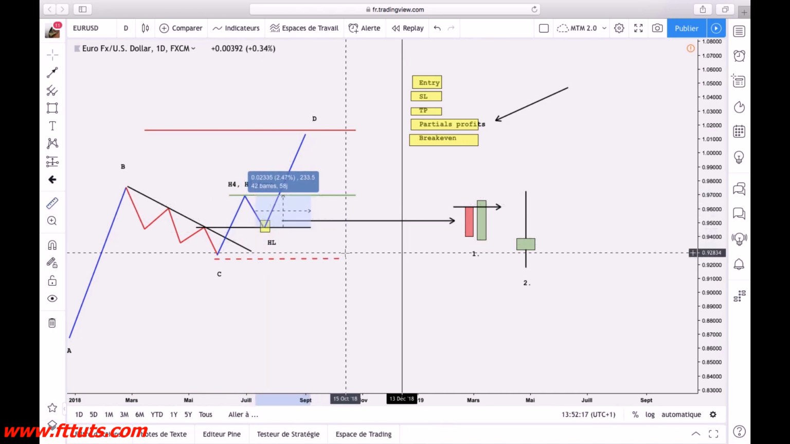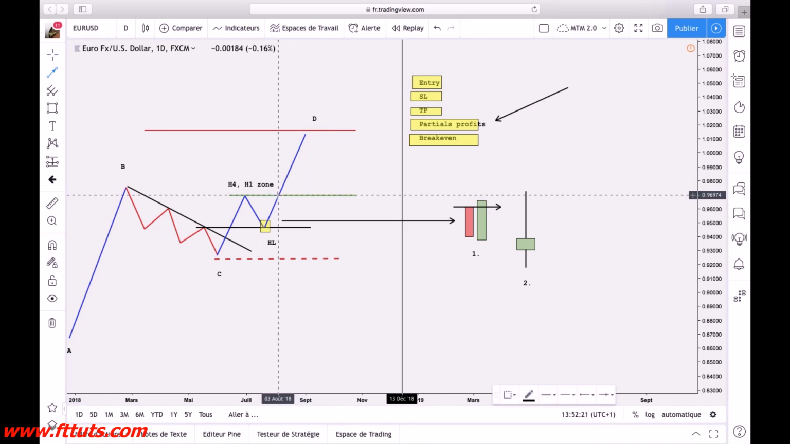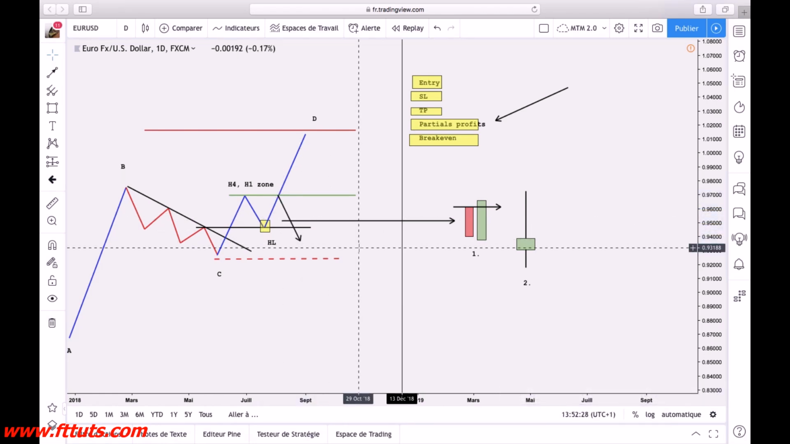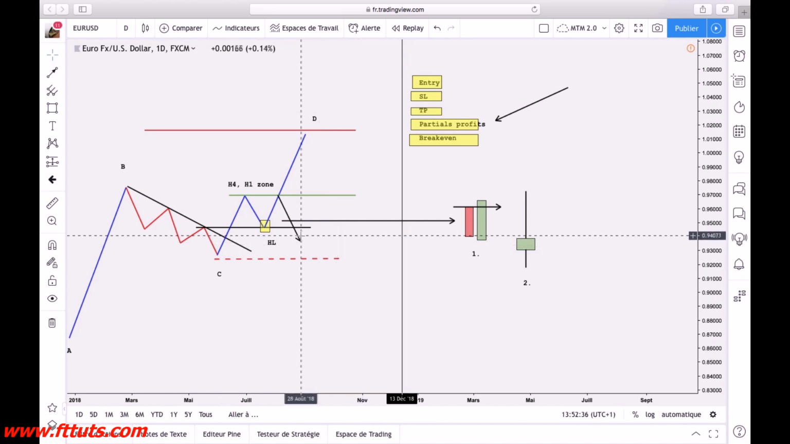In this case, you can see a double top. So that's better to take a part of your profits. When you got your partials, you will put your stop loss to the break even, meaning you are in risk free.